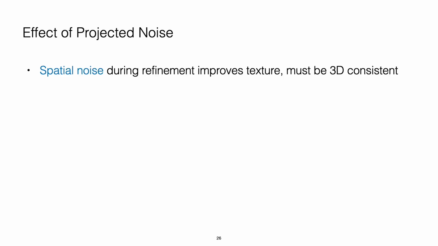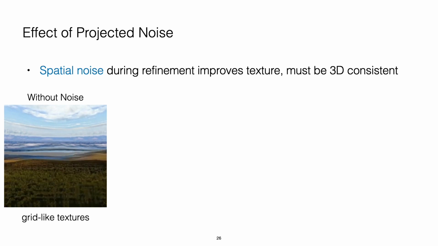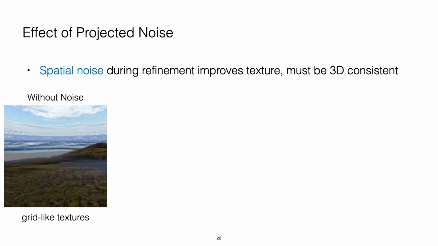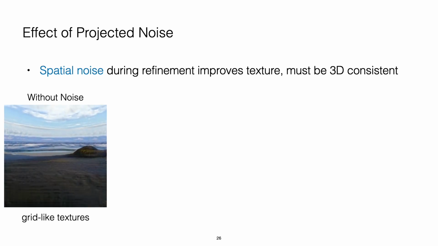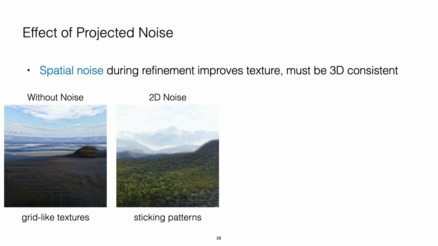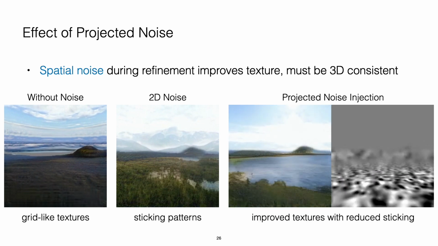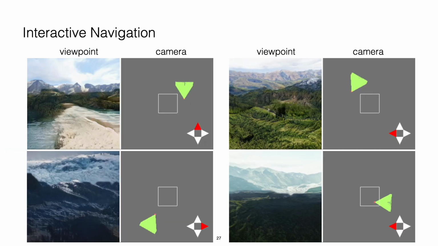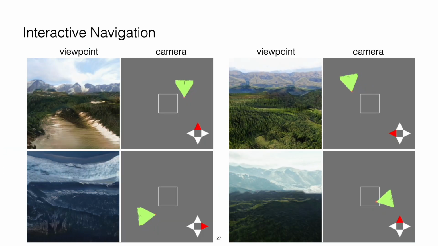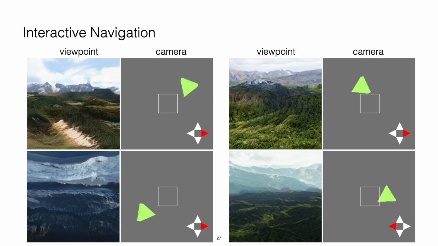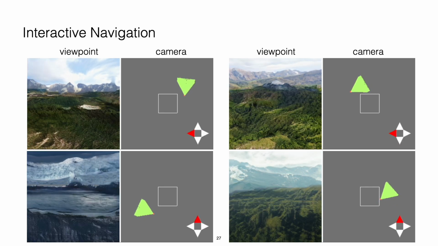One trick we found helpful was that spatial noise helps to improve texture, but we need 3D consistent noise. Without noise, the model tends to generate grid-like textures with worse visual quality. The 2D noise from StyleGAN helps to improve texture, but causes a sticking pattern. We use projected world space noise to improve textures while minimizing the sticking effect. Our model also works interactively to navigate through synthetic worlds controlled by our keyboard arrow keys.